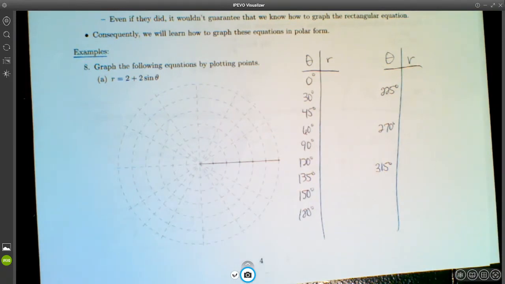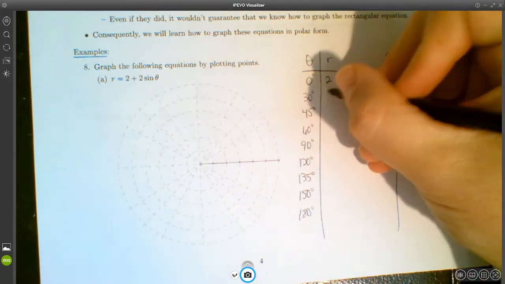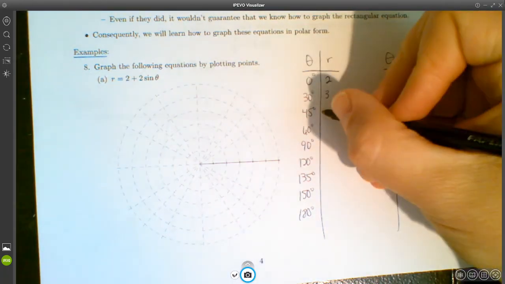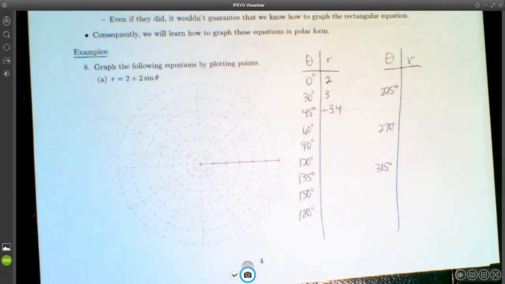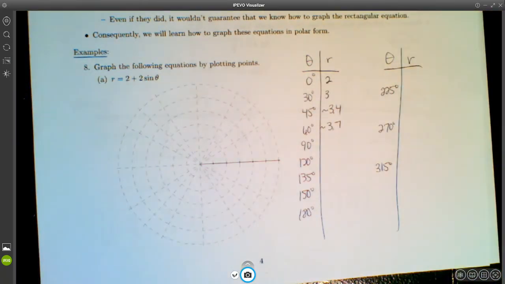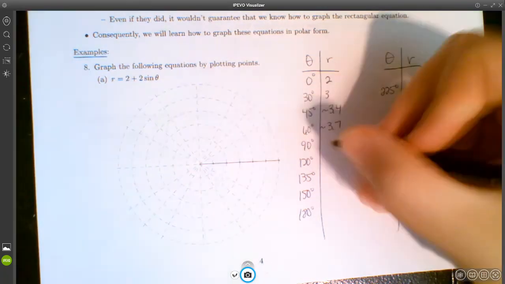So 2 plus 2 sine theta. When theta is 0, I get 2. When theta is 30 degrees, I get 3. When theta is 45, I get root 2 plus 2, which is approximately 3.4. When theta is 60, I get root 3 plus 2, which is approximately 3.7. When theta is 90, I get 4.